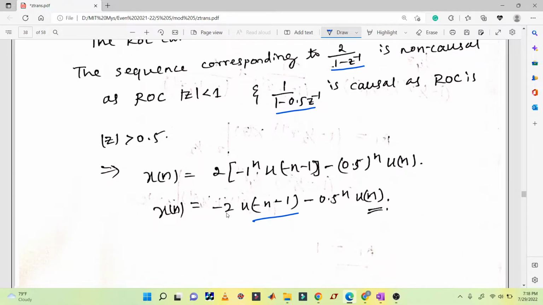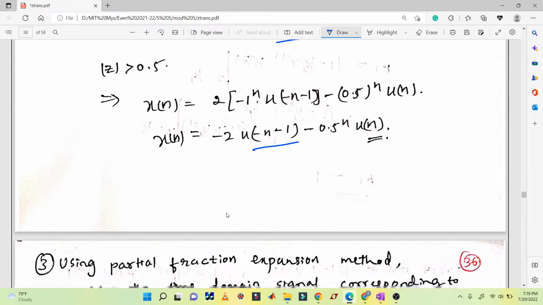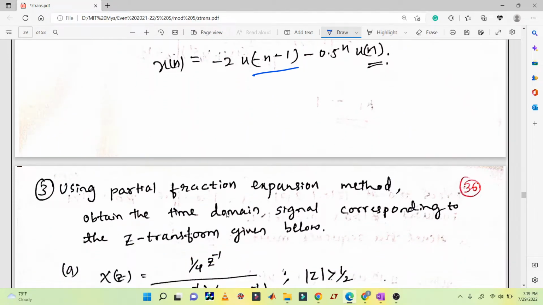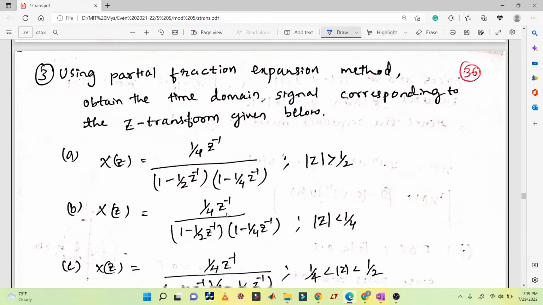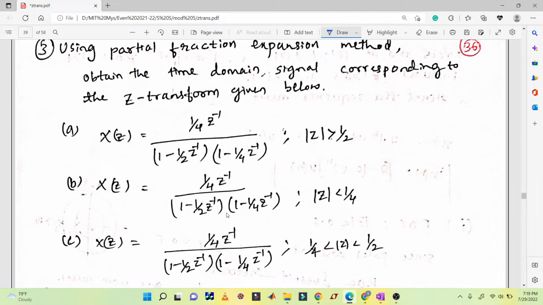So this is how you need to find out the inverse Z transform for the given sequence. Is it clear? Shall we move on to the next problem? This is also a similar kind of problem. That's why I have taken it.